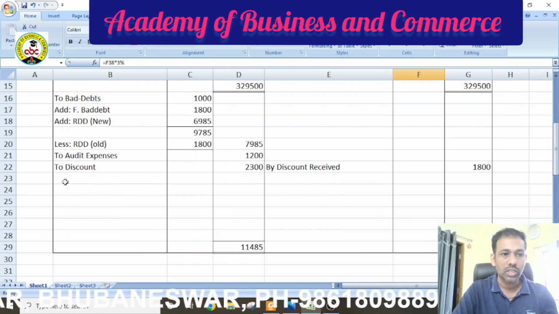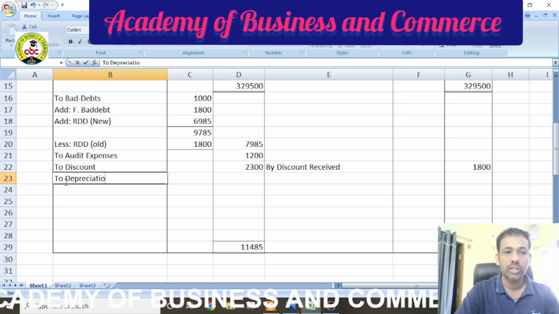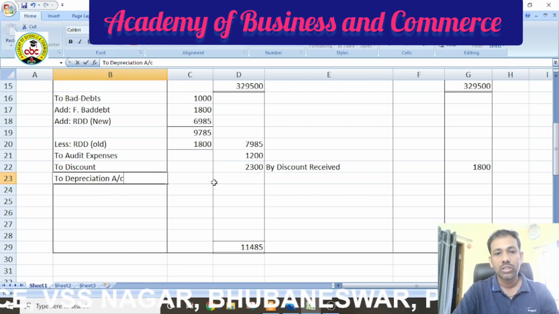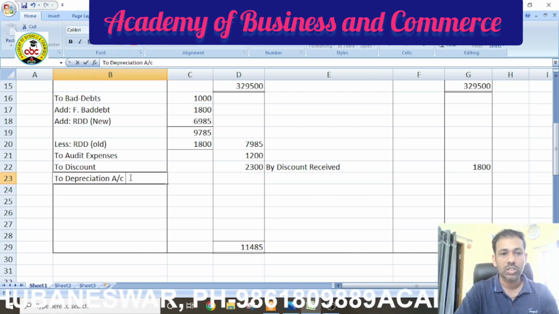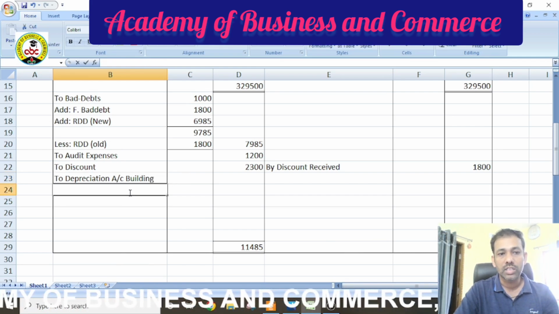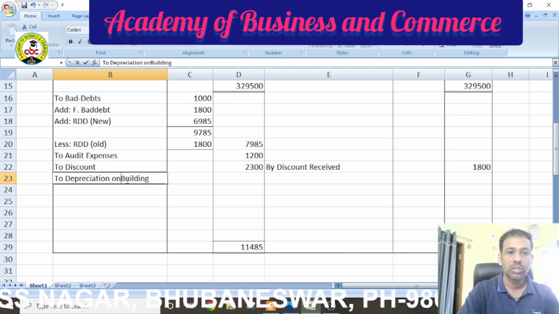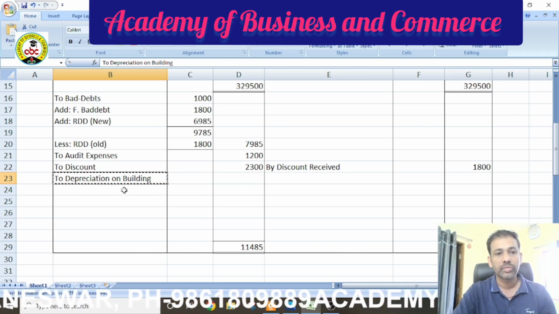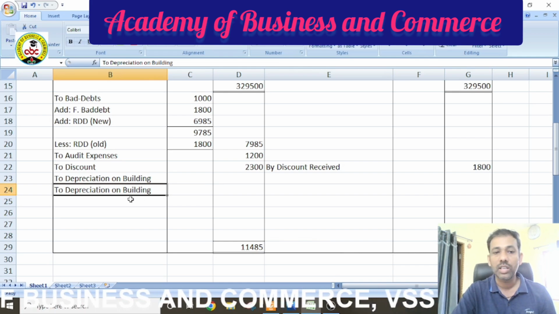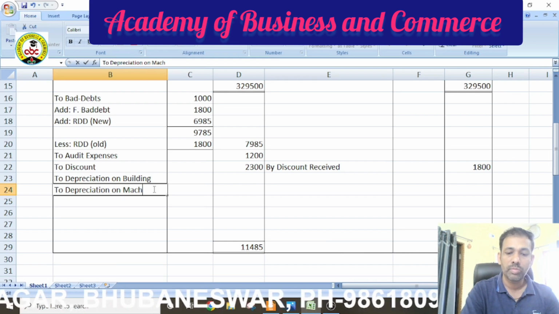So we have to take two depreciation amounts here, and we have to take both. One is depreciation on building, and another is depreciation on machinery.